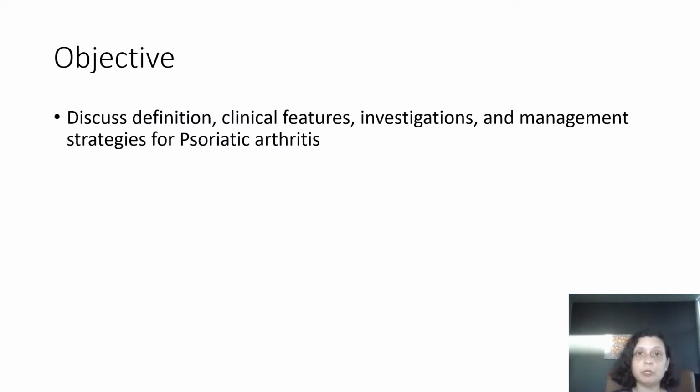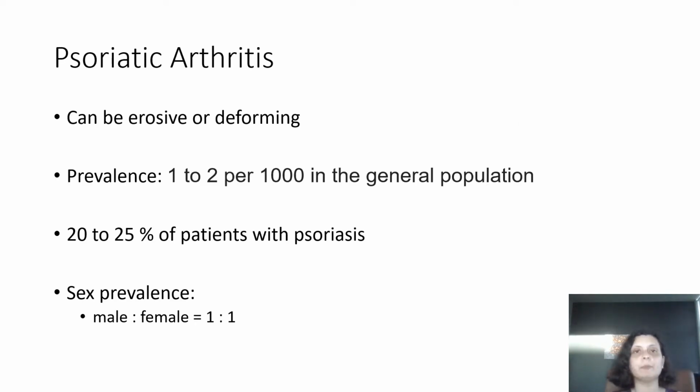Let's jump to the objective of this slide set. Discuss definition, clinical features, investigations, and management strategies for psoriatic arthritis. Just to refresh our memories, psoriatic arthritis falls under the umbrella of spondyloarthritis. It is mainly a peripheral arthritis, so it is arthritis associated with skin psoriasis.